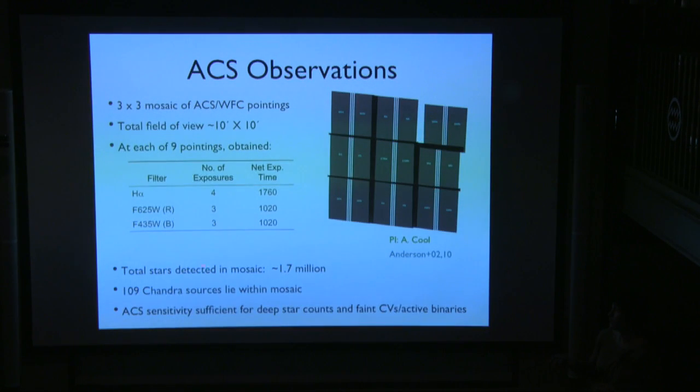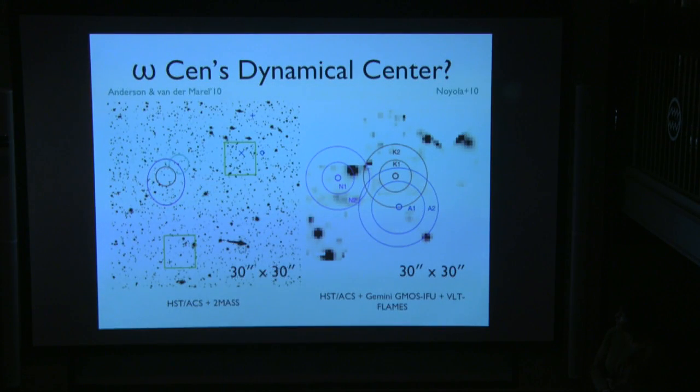Previous work had shown us that a little bit over 100 Chandra sources lie within the overlap between the Chandra and Hubble fields of view in the center of the cluster. The ACS camera on Hubble is sufficiently sensitive to do some really deep star counts and look for faint CVs and other good things. One of the sources of confusion when you talk about the dynamical modeling and try to compare it to the X-ray and the radio has been that people haven't been able to decide where the center of the cluster is.